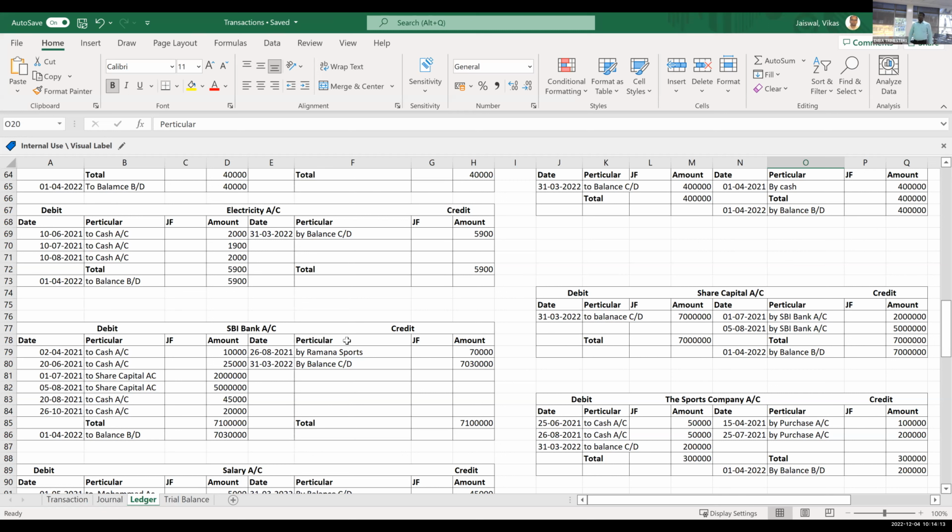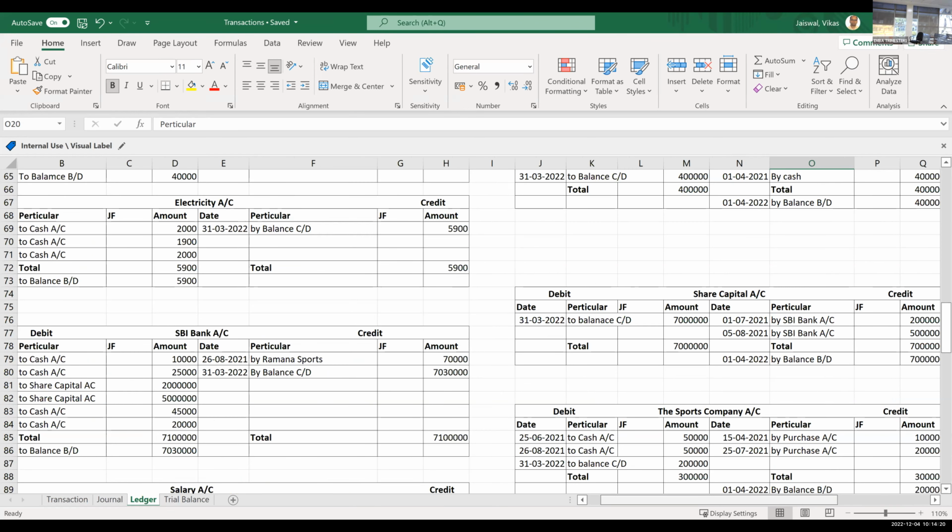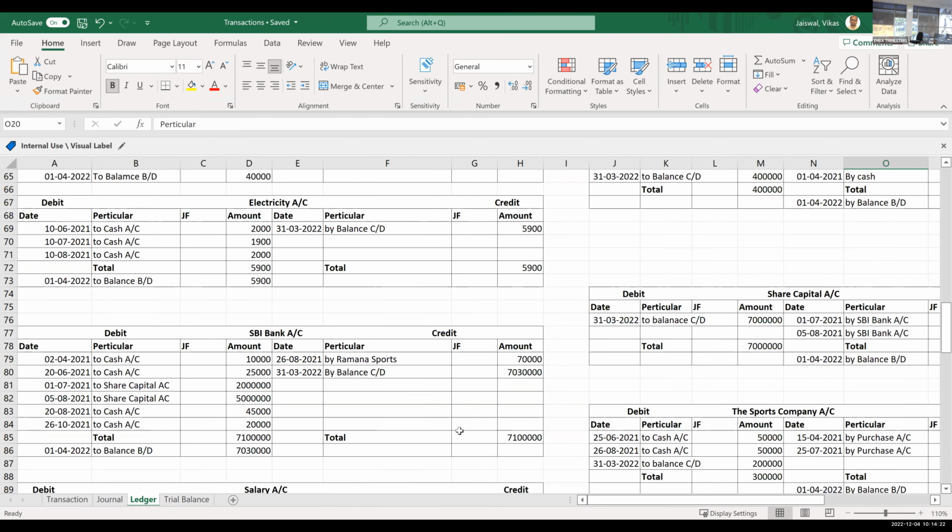Sir, can you zoom it a little? Debit side, to cash, 10,000 rupees. Next, you are again depositing into the bank, to cash, 25,000. Whenever you deposit money, it will be on the debit side. Whenever you take money back from the bank, it will be on the credit side.